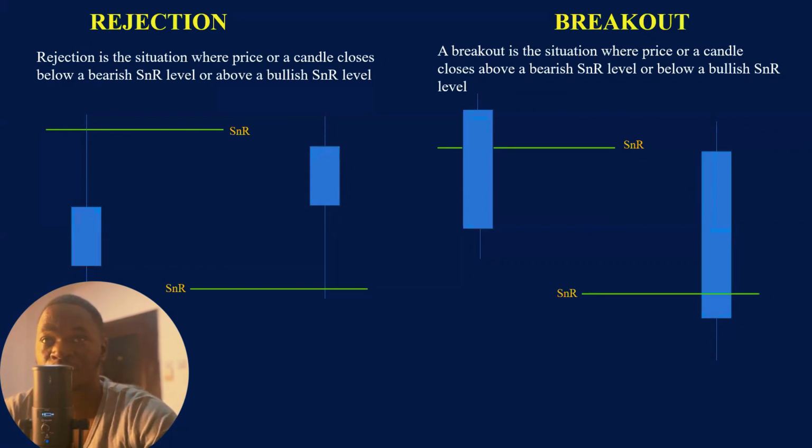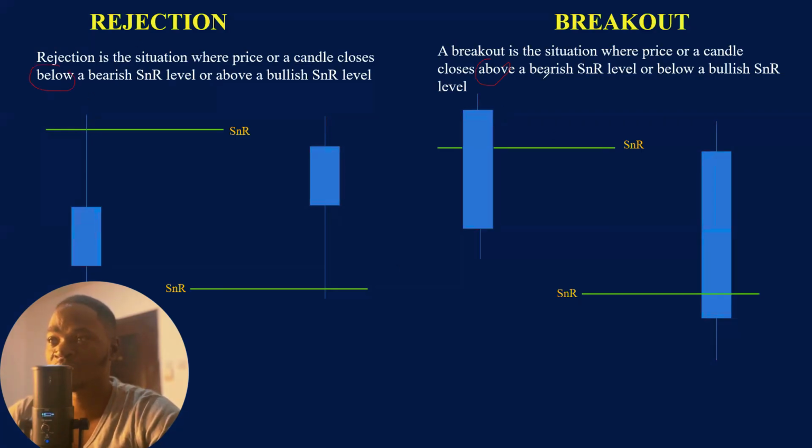So what is a rejection? A rejection is a situation where price or a candle closes below a bearish SNR level or above a bullish SNR level. So a rejection is when a candle closes below an SNR level or above an SNR level, based on the situation, whether it is bearish or bullish. Now, a breakout, on the other hand, is a situation where price closes above a bearish SNR. So you can see that the difference is just about where we are using above, and here we are using below.